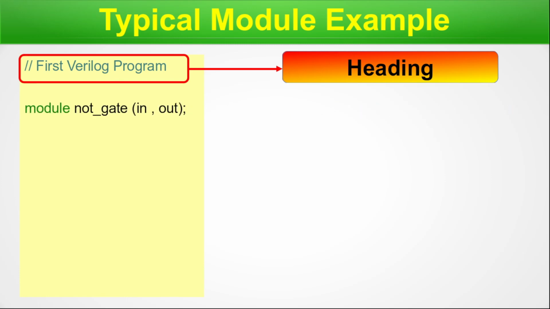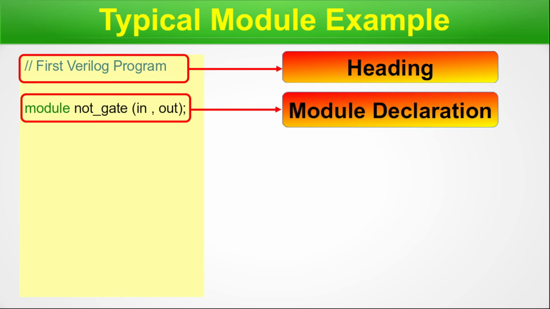Next comes the module, then not gate, and we have two ports, that is in and out. So this is the fashion in which the module is written. Here the module keyword is colored green because this is a Verilog reserved keyword. The not_gate is written by us, and the in and out are written by us. This is the module declaration.